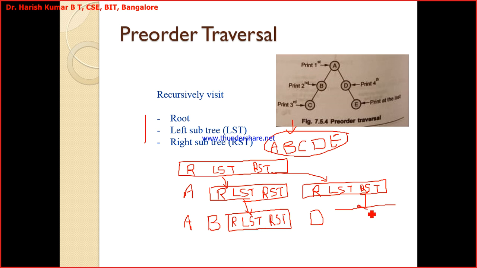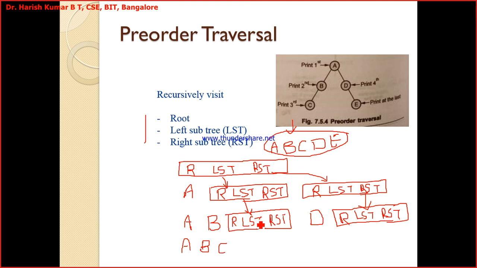So this is for RST what I'm writing. This is R, LST, and then RST. See, if you remember this order, you can easily do it. Now A, B, okay. Now what is this R saying? Root node of the left subtree of B. What is the root node of the left subtree of B? C. C it is. This R value is C.